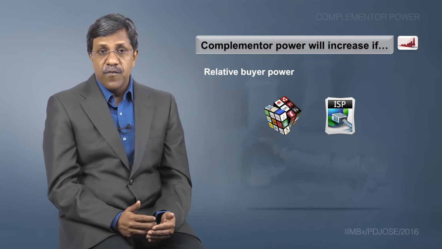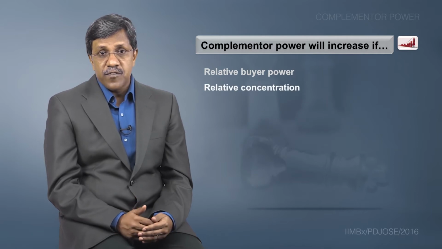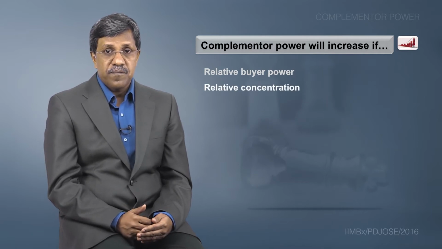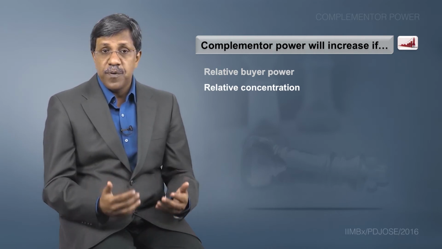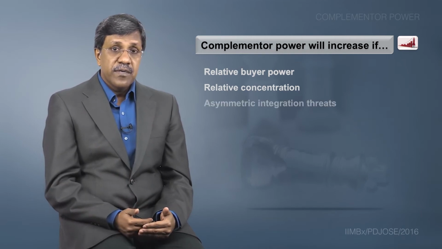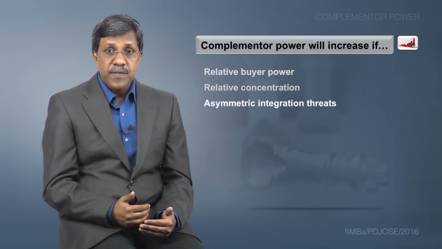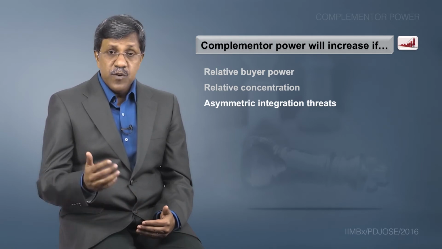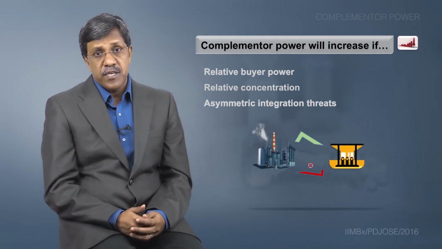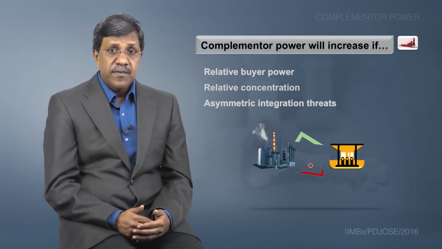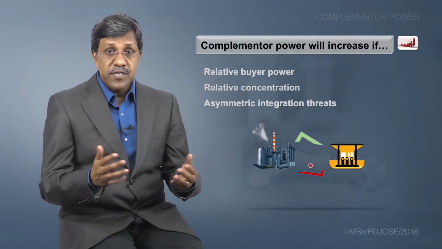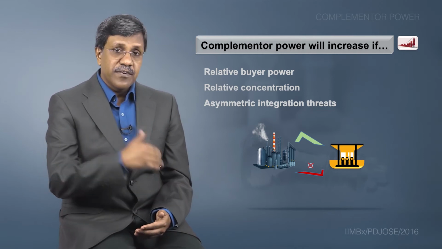The second factor that influences complementer power is the relative concentration between the industry and its complements. If there are few complements, while the industry is fragmented, complements become very powerful. When threats of forward integration are asymmetric, that is, when the complementer can enter the industry easily, but the reverse is more difficult, complementers tend to have greater power. For instance, oil refineries can diversify more easily into retailing rather than the other way around. So you see Shell retailing fuel, but you do not see retailers entering the oil refining business, or computer manufacturers developing application software and not the other way around.